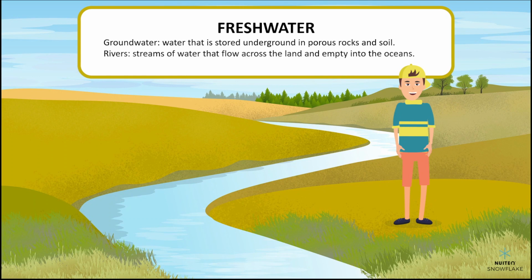Rivers are streams of water that flow across the land and eventually empty into the oceans. Lakes are bodies of water that are surrounded by land.